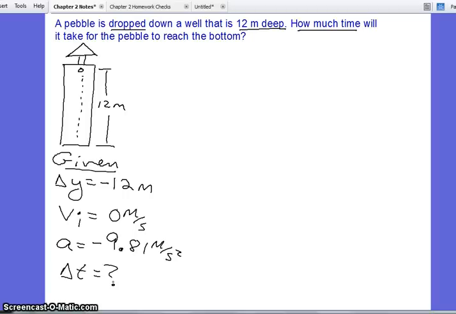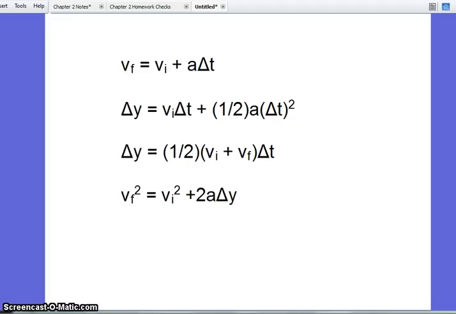So we go to our equations, and we see that our equations are the exact same as before, only now we have y's instead of x's. We need to solve for time, so right away I see the fourth equation is out. That one's not going to work. Out of the other equations, here we have time. So we need to know acceleration, which we do, the initial velocity, but we don't know the final velocity, so that equation is not going to work.